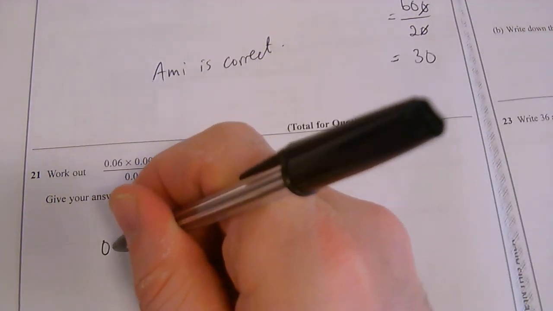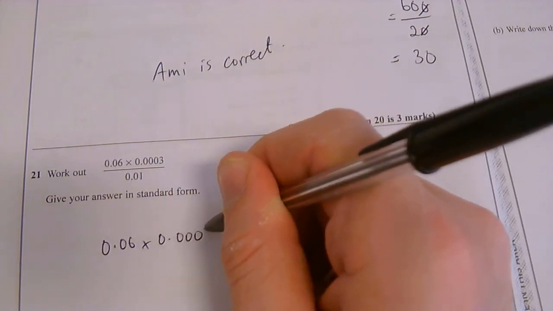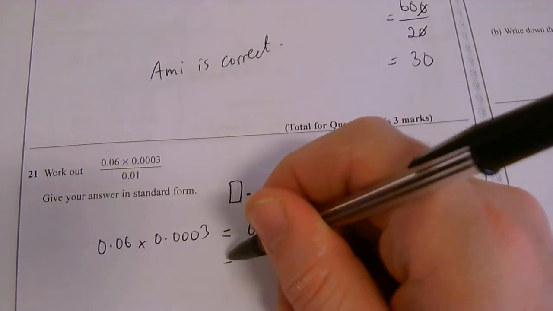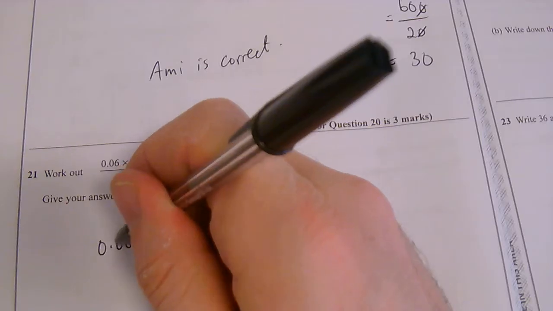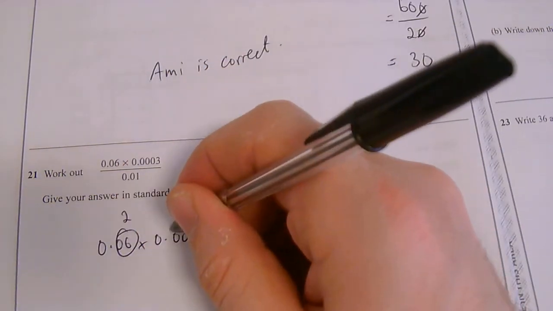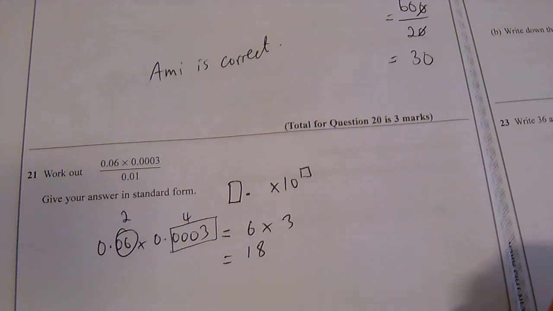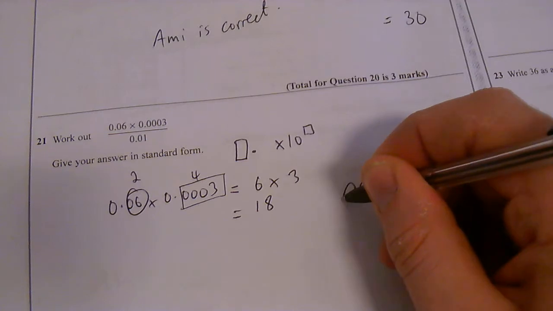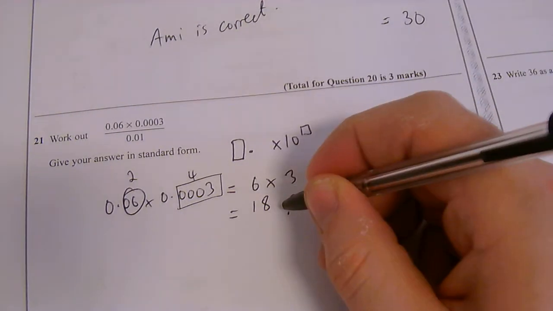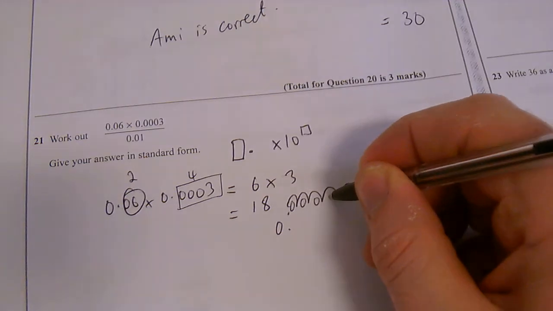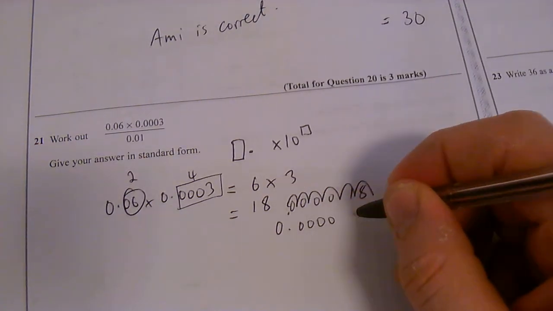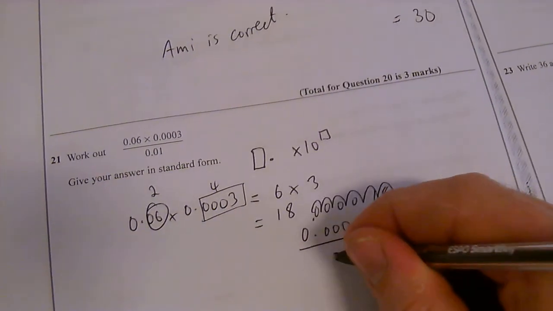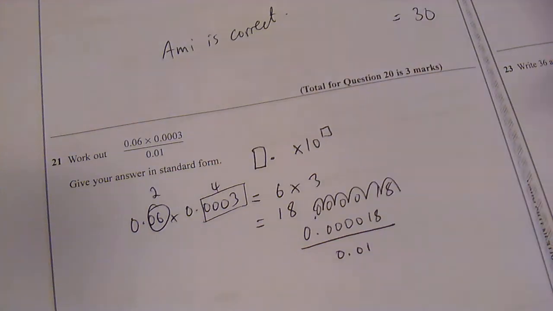First of all, I'm going to do the top. So 0.06 times 0.0003. Well, I'm not doing that, am I? I'm just going to do 6 times 3, which is 18. Here we've got 2 numbers behind the decimal, here I've got 4 numbers behind the decimal. So in total, I need to go back 6 places. 1, 2, 3, 4, 5, 6. So this gives me 0.000018. That's the top of our fraction now. I've got to divide by 0.01.